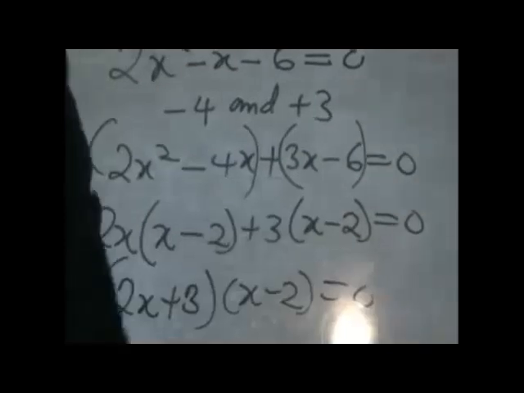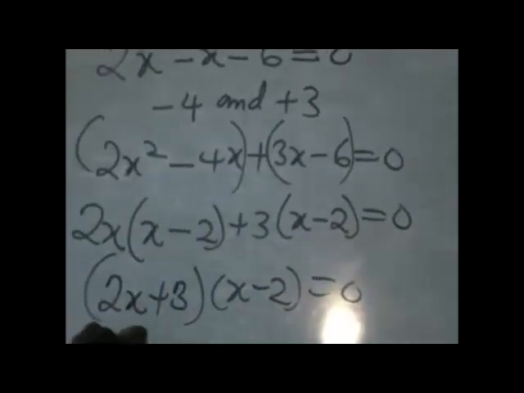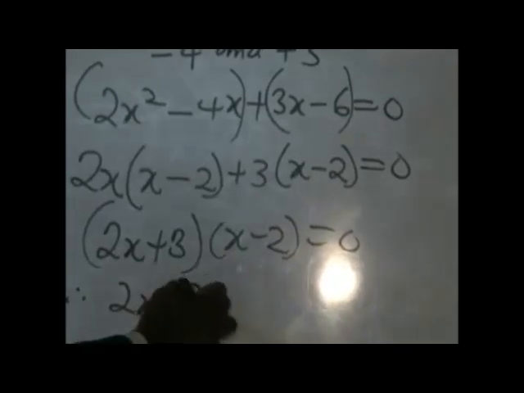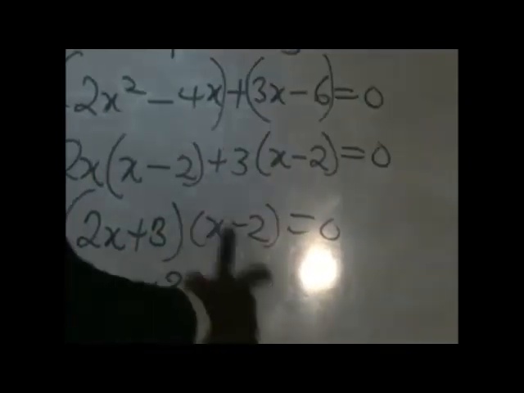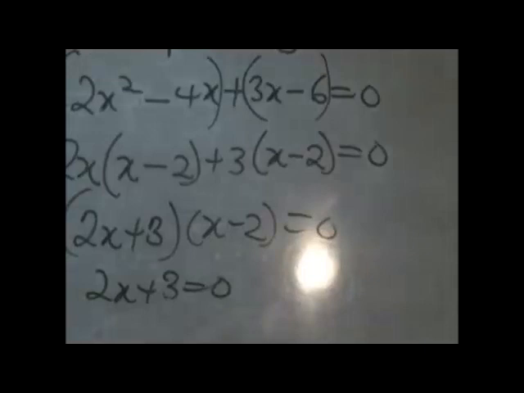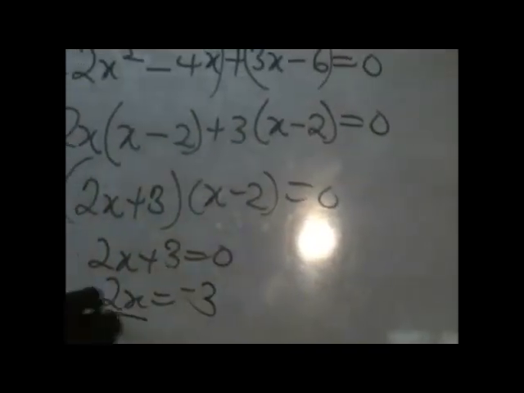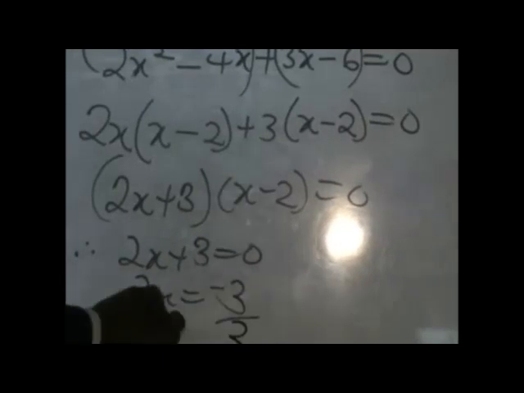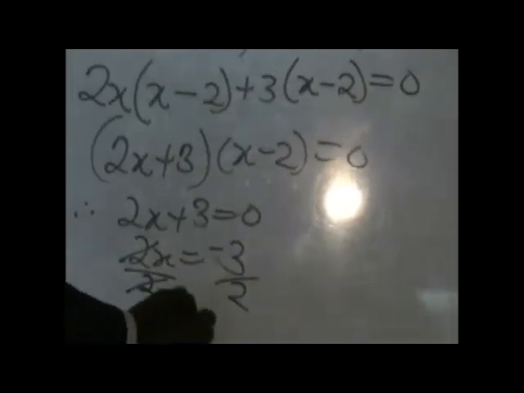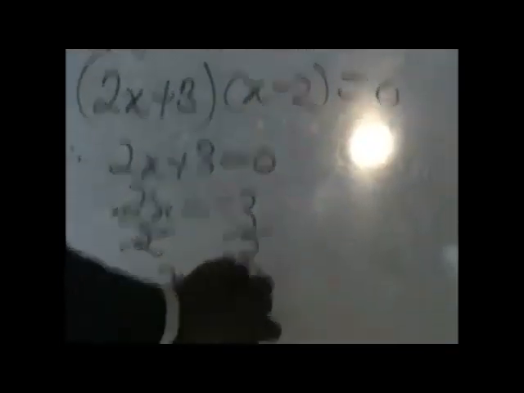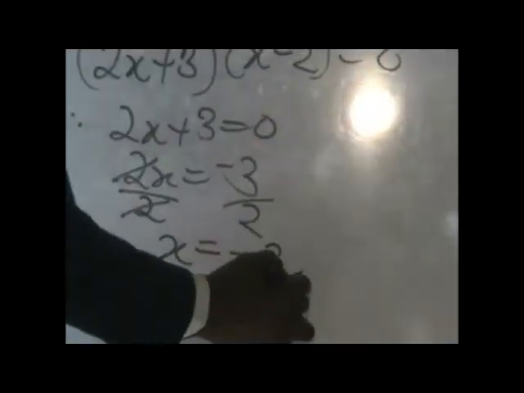You equate it to 0. So what you simply do, equate this one to 0, equate this to 0. So this becomes 2x plus 3 equal to 0. Collect like terms by moving this 3 across the equality sign, it becomes 2x equal to minus 3. You divide both sides by 2 in order for you to determine the first value of x, because in a quadratic equation you always arrive at two answers. So the first value of x is minus 3 over 2.